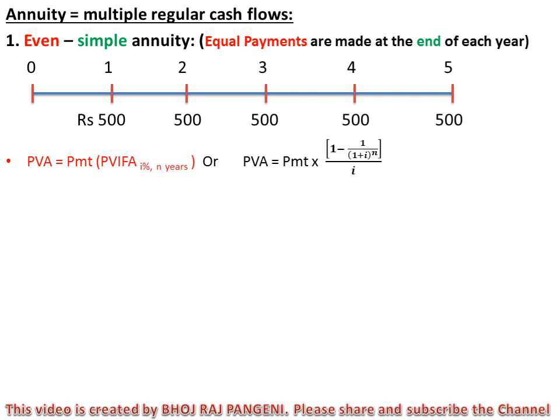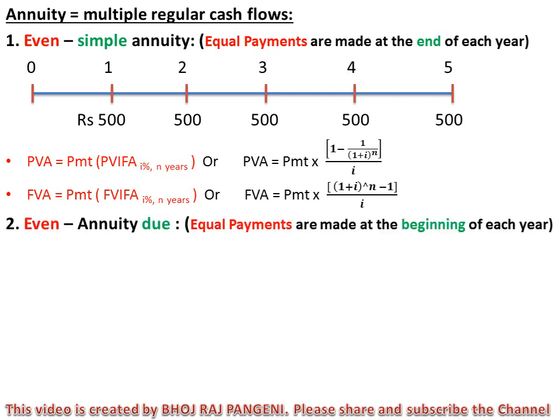Now if you have a financial table, use the red formula. If you don't have a financial table, use the black colored formula. So again, this is all about the present value of annuity. Now we are going to discuss the future value of annuity. Future value of annuity means PMT, FVIFA, I% n years. We also find the factor FVIFA in the financial table, or if you don't have a financial table, use another formula: PMT equal to (1 plus I) to the power n minus 1, upon I.